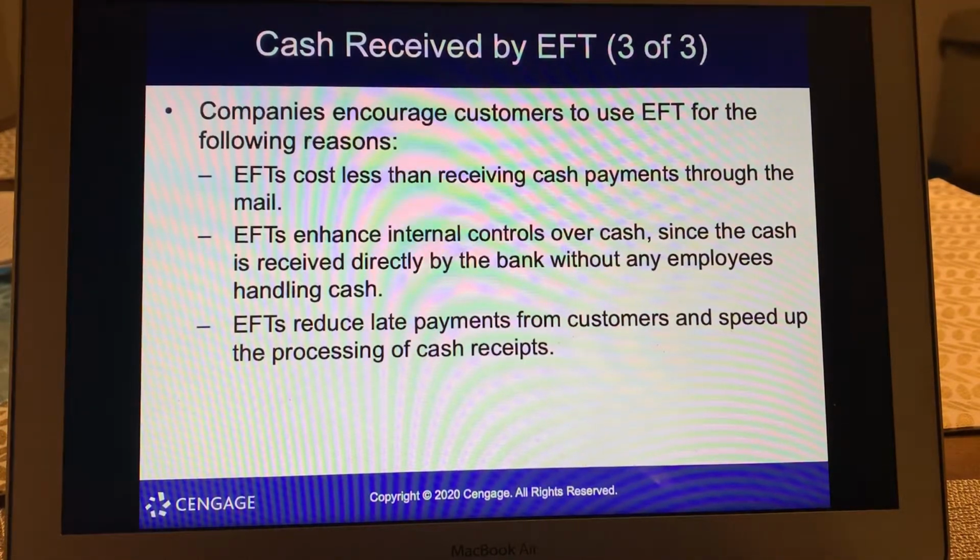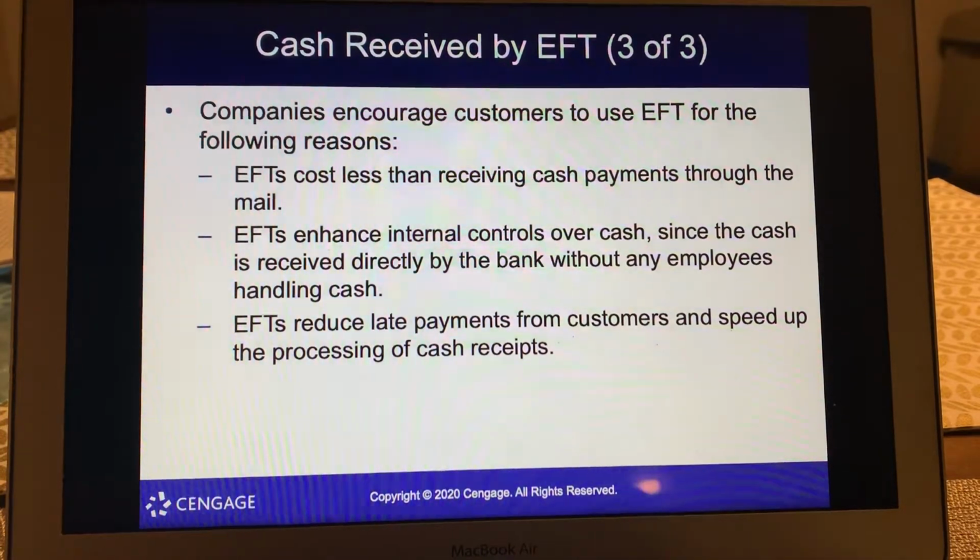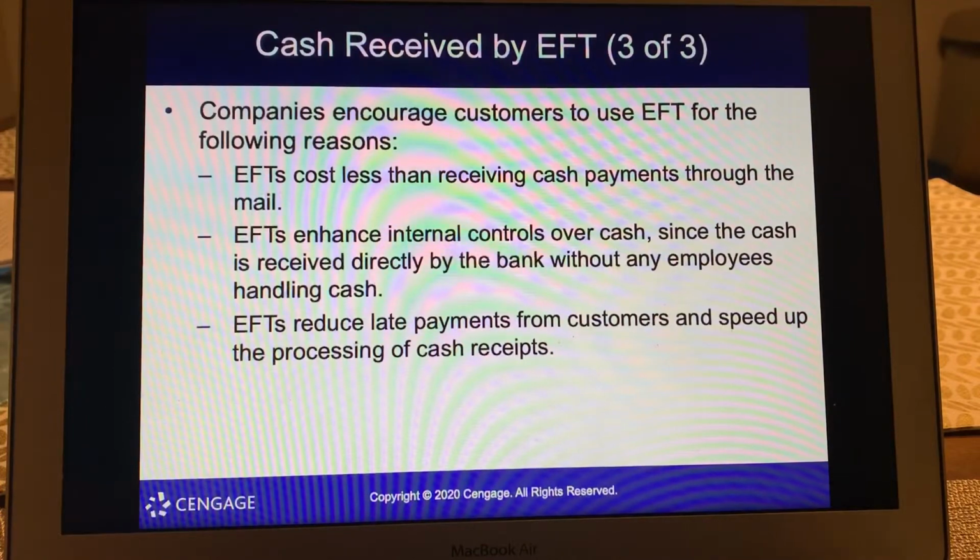Companies encourage customers to use EFT for the following reasons: it costs less versus cash payments through the mail, and it enhances internal controls over cash since the cash is received. Don't forget, if it's done electronically, the money just exchanges into accounts electronically. That's why it helps. It reduces late payments.